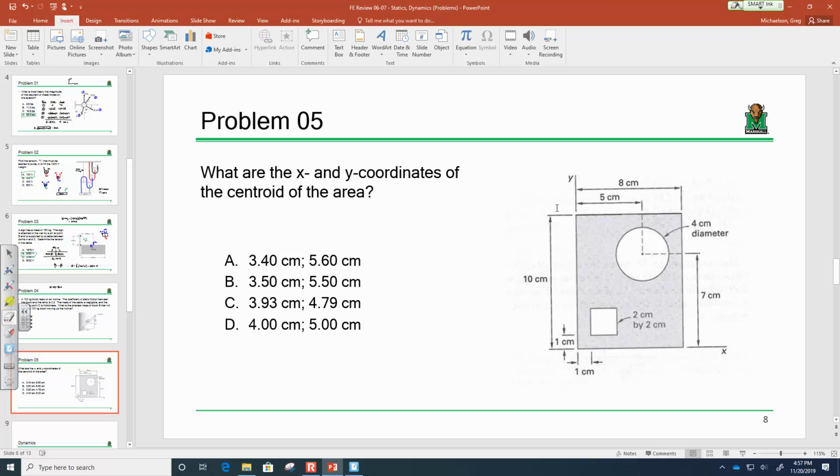How do you find the x and y coordinates of the centroid? I'm asking. How do you find the x coordinate? Anybody remember how to find the centroid? Sum of Ax divided by the sum of A, right? Sum of Ay divided by the sum of A. Remember? Y'all remember that? Oh, we're going to have to do some review on that. But all right.